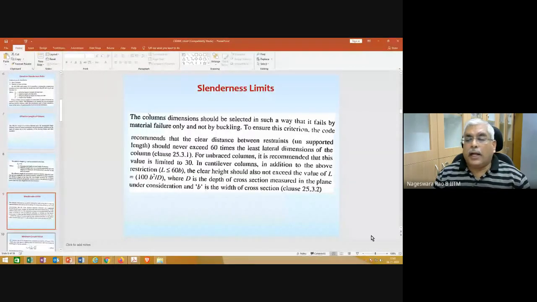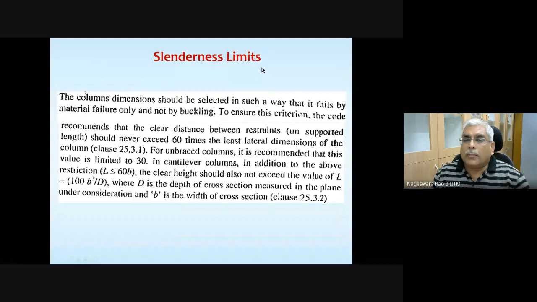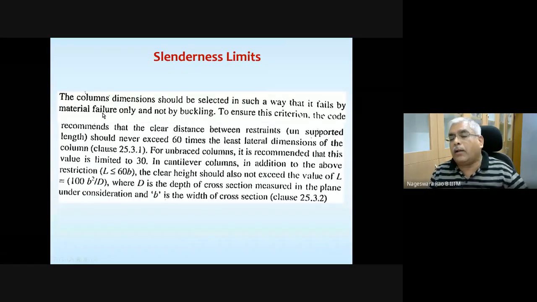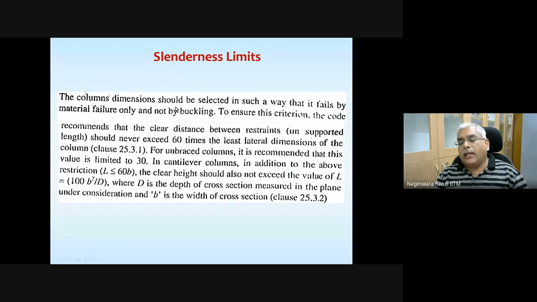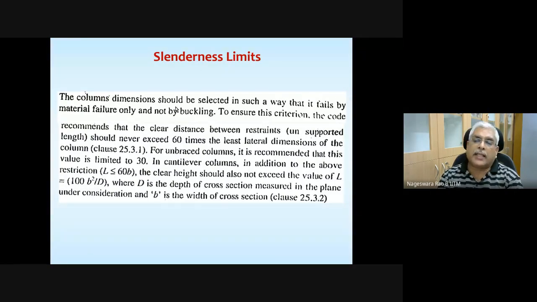Okay, and a few more points. Slenderness limits. Column dimension should be selected in such a way that it fails by material failure only, not by buckling. You can see here we have noted 3 types of failure modes: failure due to compression, failure due to compression plus bending, and inelastic stability. Inelastic stability is nothing but buckling. So the column dimension should be selected in such a way that it fails by material failure only, not by buckling.